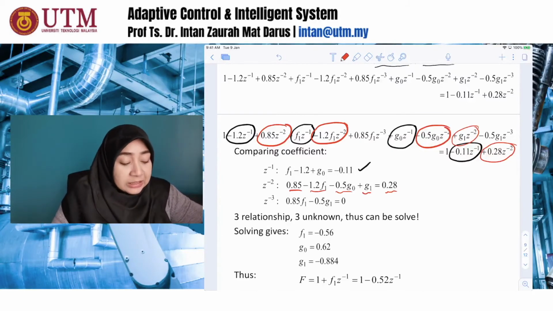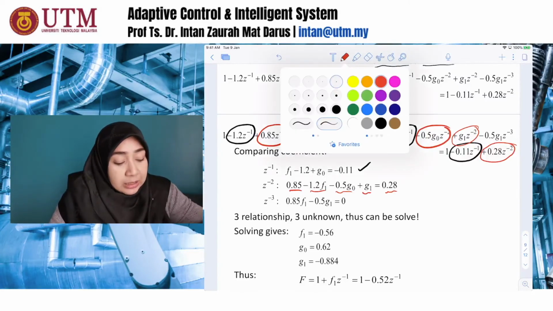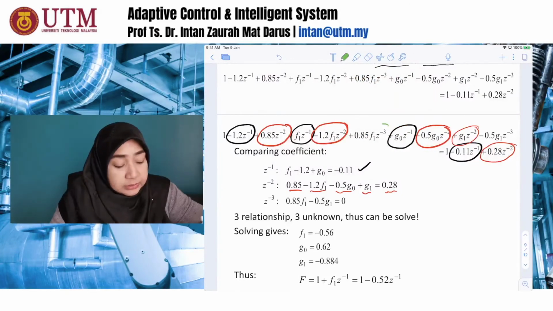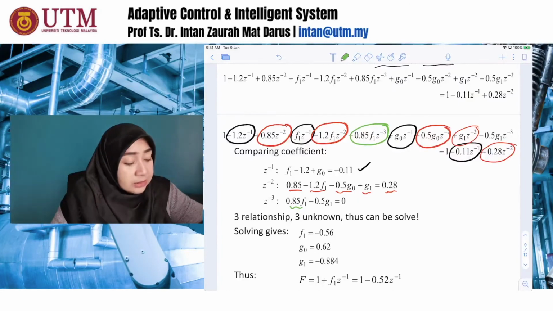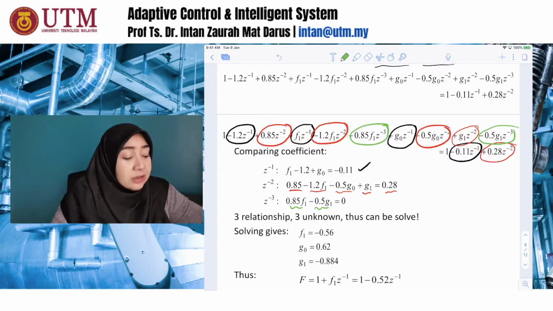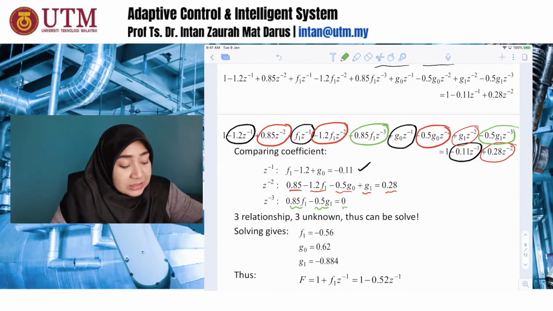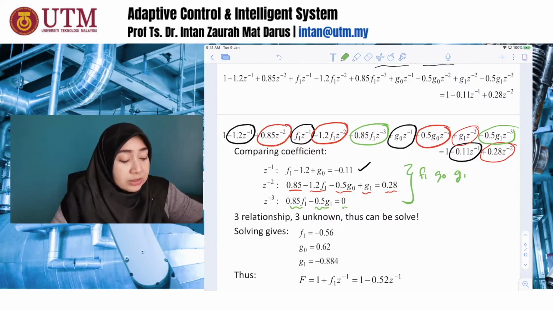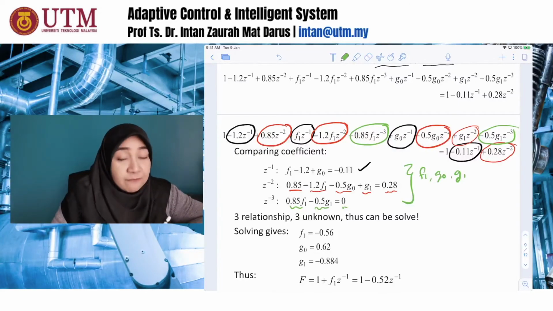Lastly, don't forget to compare the coefficient of z^-3. On the left hand side, I have 0.85 F1 and minus 0.5 G1. On the right hand side I have nothing, so it equals 0. Looking at these three, I have three unknowns to solve: F1, G0, and G1. I have three equations from z^-1, z^-2, and z^-3, so I can solve this problem.